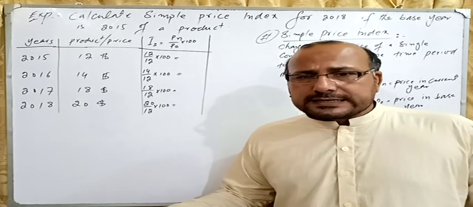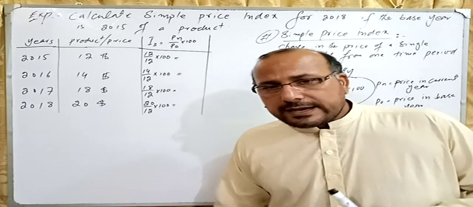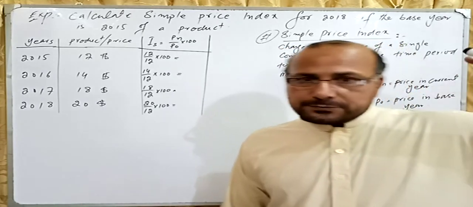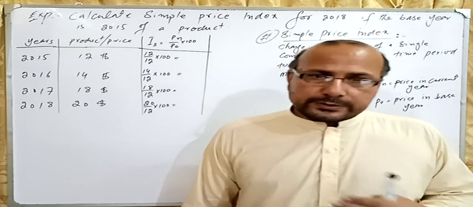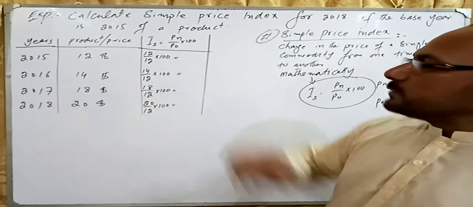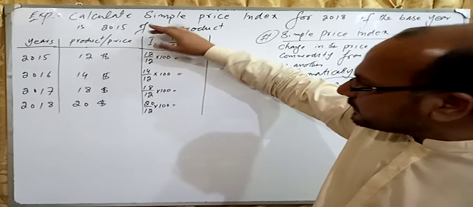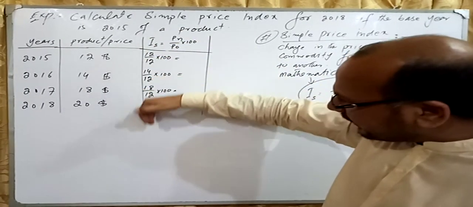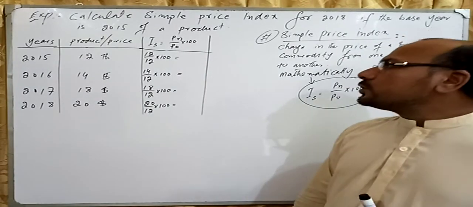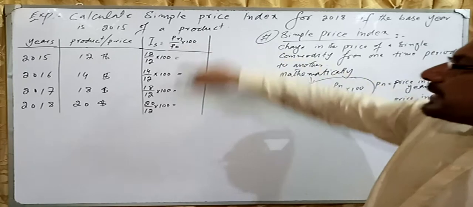Base year basically is the starting point from where you are starting the comparison, and current year is up to where you are doing the comparison. So the formula is here. You can write the formula IS representing the indices, and here we are basically calculating the indices. So we will apply this formula: Pn over P naught multiplied by 100.